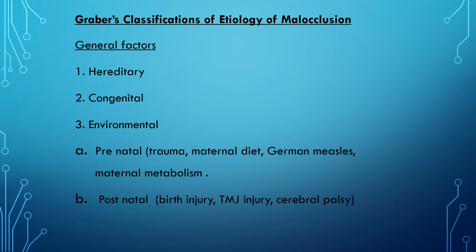Rebus classification of etiology of malocclusions. You have these general factors. 1 is hereditary, 2 is congenital, 3 is environmental. Under environmental, you have prenatal, like trauma, maternal diet, German measles, or maternal metabolism. Then under postnatal, you have birth injury, TMJ injury, and cerebral palsy.